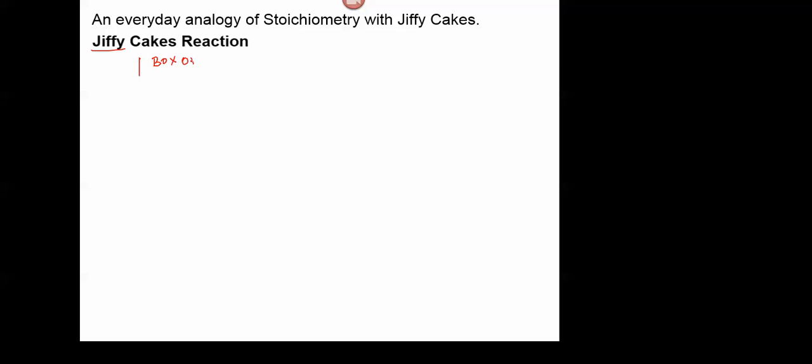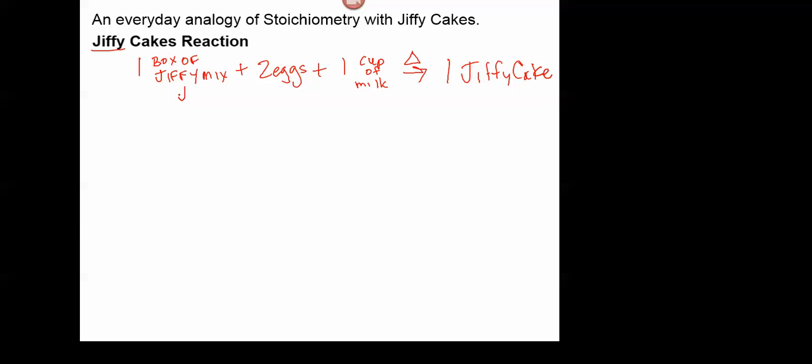of Jiffy mix. That's what comes in the box. You'd have to add 2 eggs, not in the box, and 1 cup of milk. And that would produce, after some baking, so add some heat, you get 1 Jiffy cake. And just to make this a little bit easier as we work with these, we'll give them some symbols. We'll call this JM, we'll call this big E, we'll call this CM, and we'll call this big J little c. So different elemental symbols that represent these made-up elemental ingredients and product.